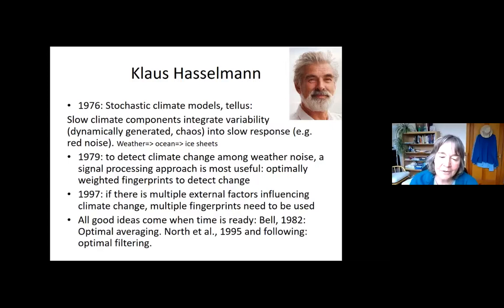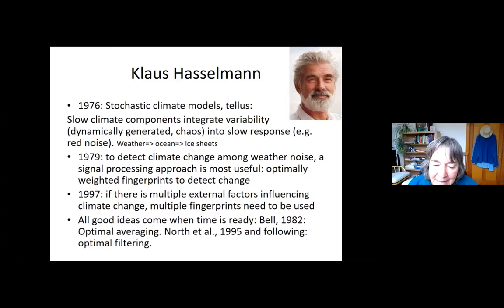Okay, so all good ideas come when the time is ready. The other two ideas came later than Klaus's, so there's no question about who won that race, but they are very different in approach. There's a beautiful Tom Bell paper in 1982 that talks about optimally averaging climate to arrive at the best way to detect climate change. The idea in that case was not a fingerprint, but an average: we are looking at globally averaged temperature, but we shouldn't just average it. We should weight it higher where the variability is lower. We should weight the tropics more than the high latitudes, for example. And that's a very nice, very readable paper.